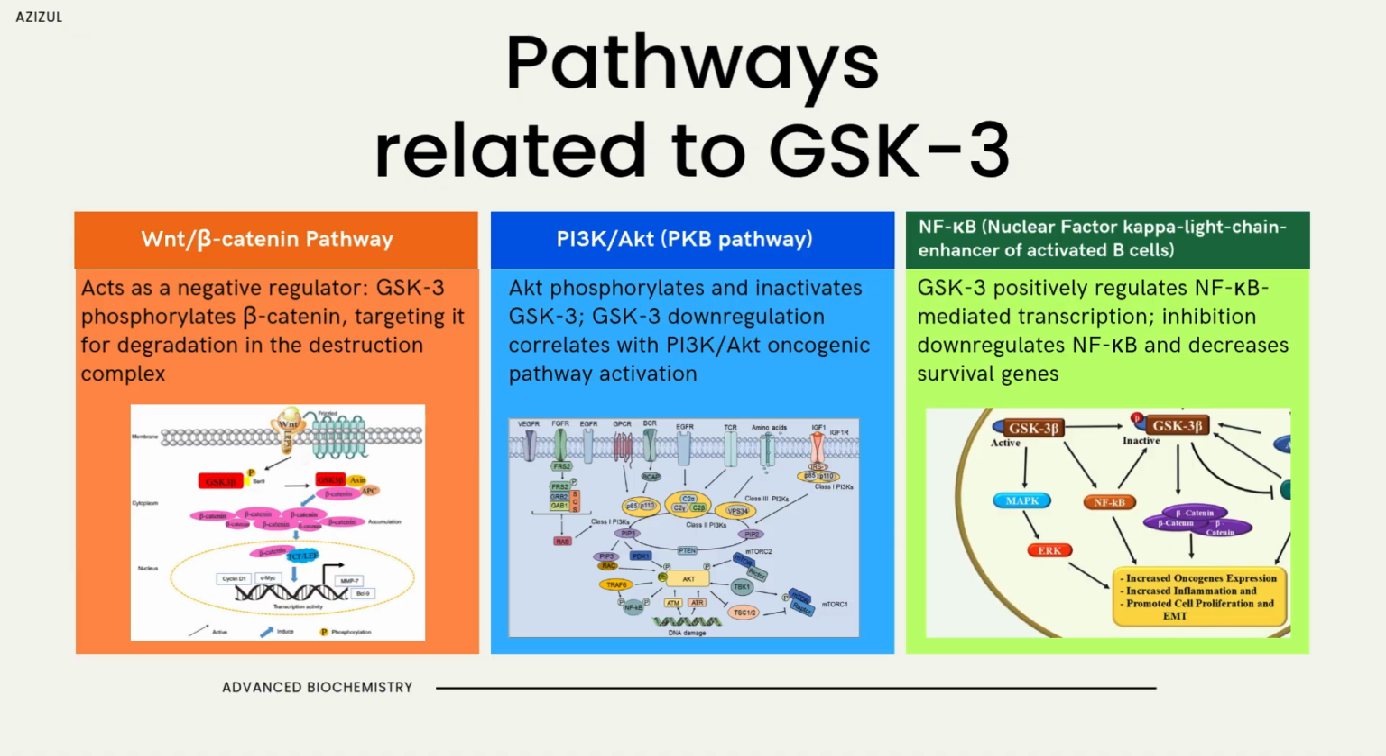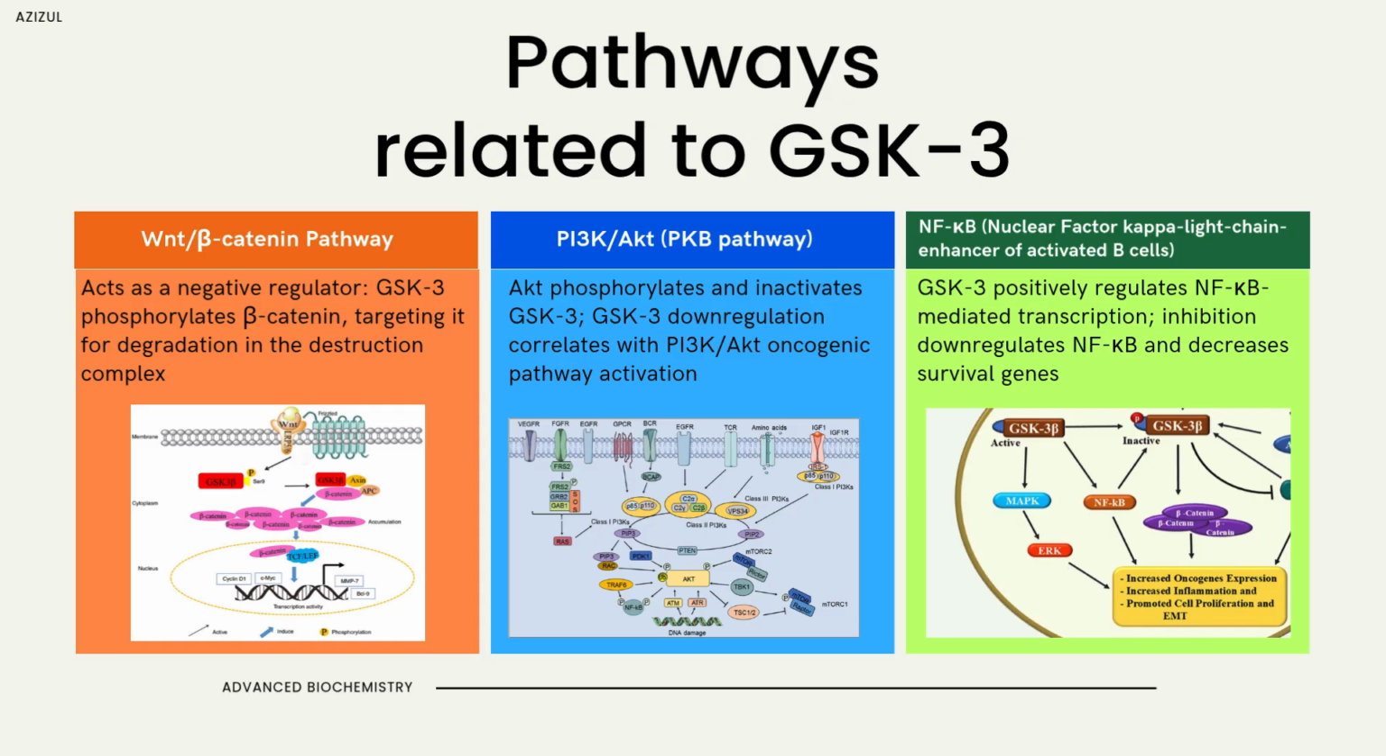So now let's move on to the major pathways related to GSK-3. First, we have the WNT beta-catenin pathway. GSK-3 acts as a negative regulator. GSK-3 phosphorylates beta-catenin, targeting it for degradation in the destruction complex. Next, we have the PKB pathway. Protein kinase B phosphorylates and inactivates GSK-3. GSK-3 downregulation correlates with PI3K oncogenic pathway activation.